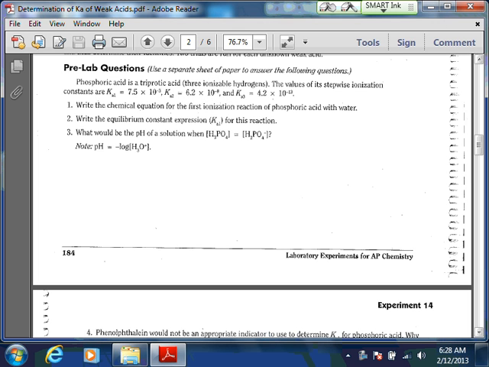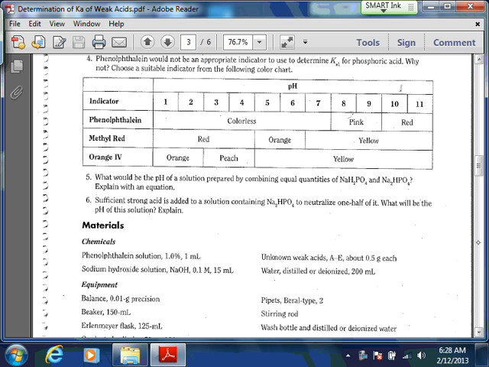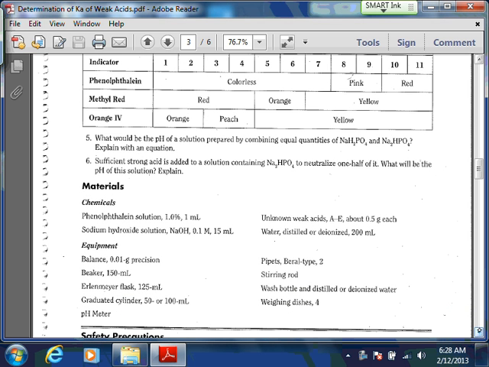Alright? So then, sufficient strong acid is added to a solution containing Na2HPO4 to neutralize 1/2 of it. What will be the pH of this solution? Okay, so this is basically the exact same question as number 5. You might not recognize it.